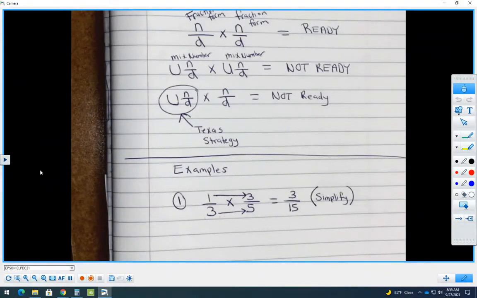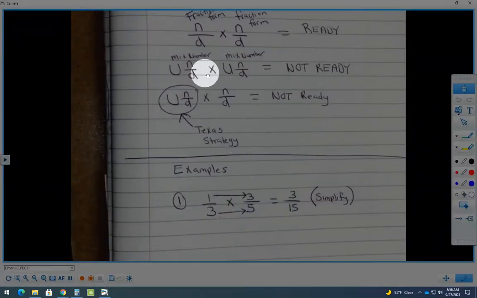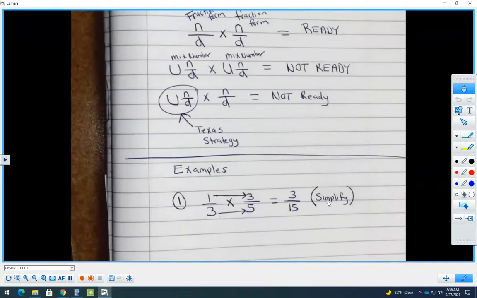Okay, let's see if this thing is gonna work. There we go. Fraction form means numerator denominator. If you notice this one here, that's all it has, numerator denominator. This one too. Because they are both ready in fraction form, I just go across. 1 times 3, 3. 3 times 5, 15. Now I need to check if I can simplify. So I'll teach you right now how to simplify in case you forgot.